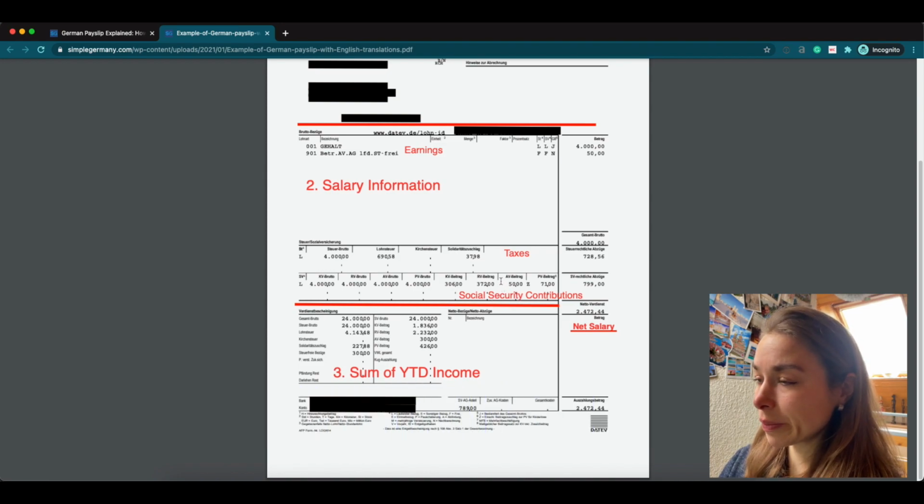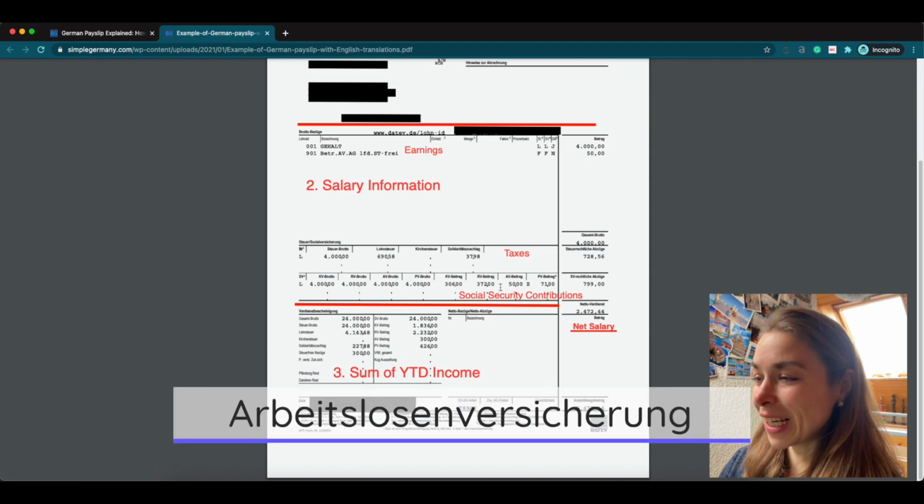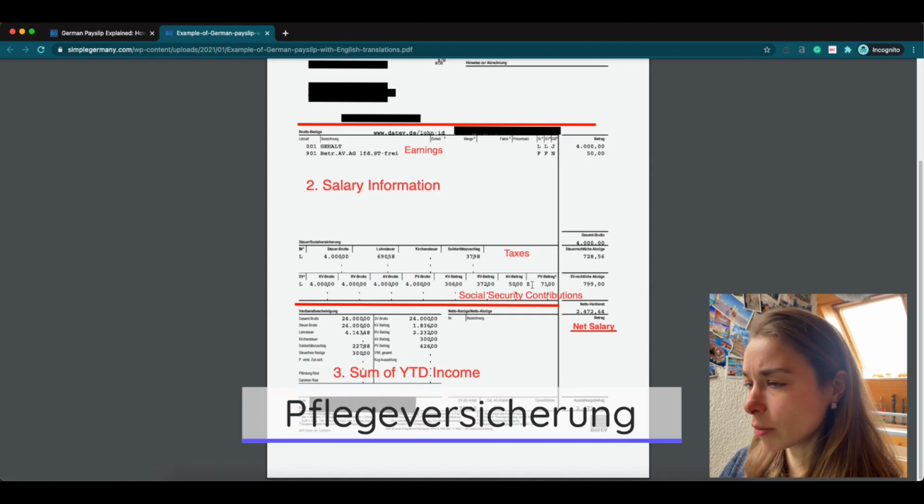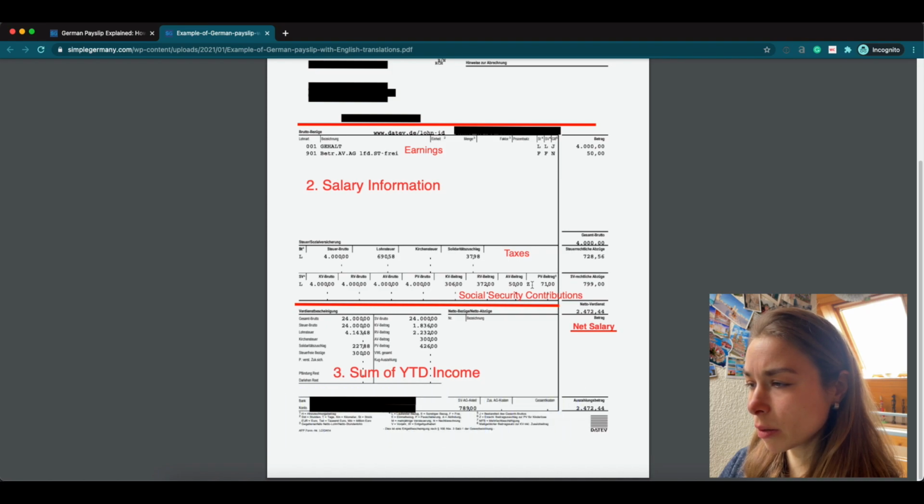Then you have the AV, the Arbeitslosenversicherung, so you pay ahead for whenever you become unemployed, so that you still get unemployment money. And then you have the PV, the Pflegeversicherung, which is the long-term care contribution for whenever you're getting older and might need to tap into that.